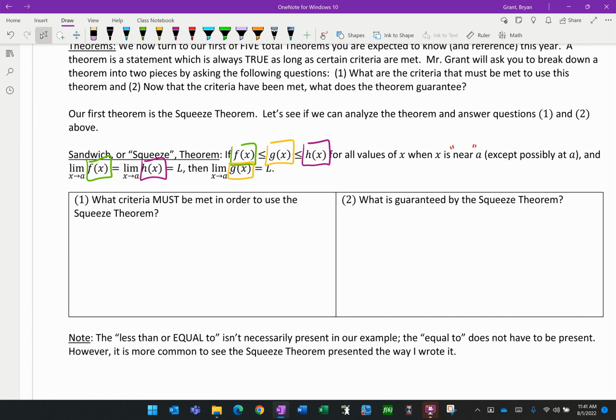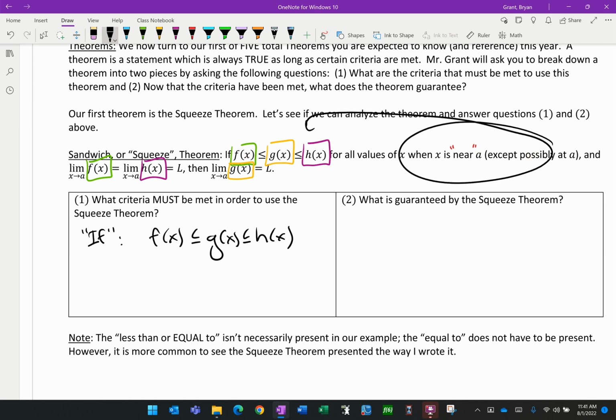Well, the criteria are almost always after the if. So we are looking for the if. And in this case, we have if this. So we need to know f of x is less than or equal to g of x, which is less than or equal to h of x. Is that it for all values of x when x is near a except possibly at a? That kind of all gets rolled into this. It's somewhat implied.